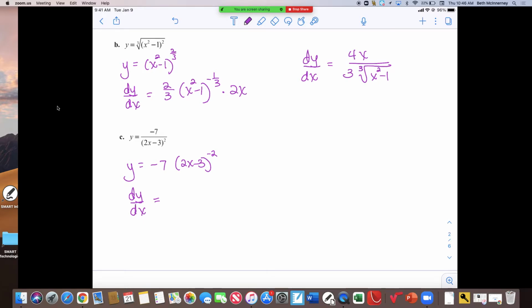All right, I'm going to bring down the power, decrease the power by 1, and then take the derivative of the inside. So if I tidy this up just a little bit, that's 28 over 2x minus 3 cubed. Can you guys show me thumbs up? Did you get it? Okay, cool.